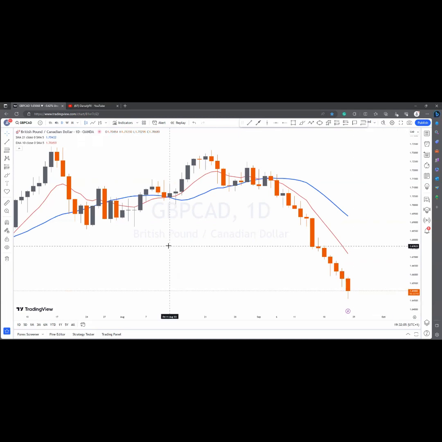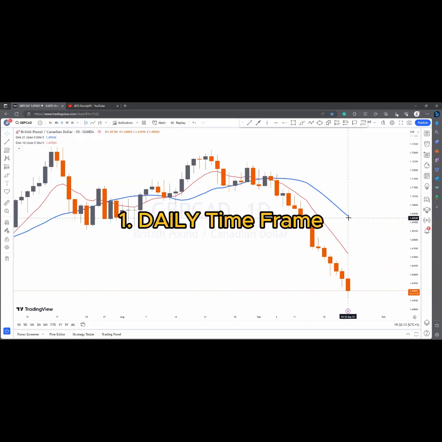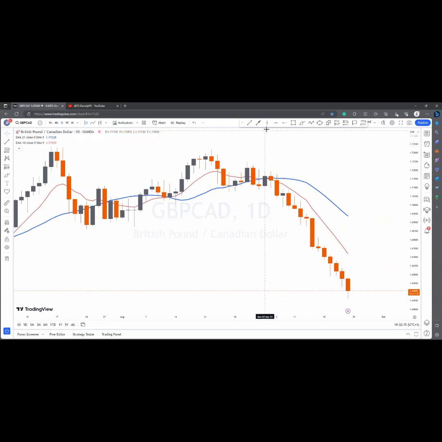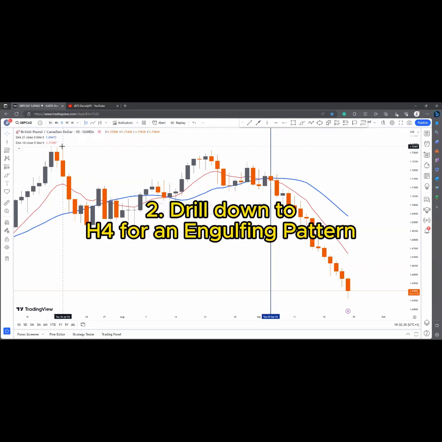Number one, when you open your chart, look at the daily setup. If the candle is below the 2 moving averages, then you do what? You place your vertical line wherever the market crossed. Just like this, but I'm going to start from here because this was where the market crossed. Then you move down to 4 hours, or 1 hour, or even 15 minutes.